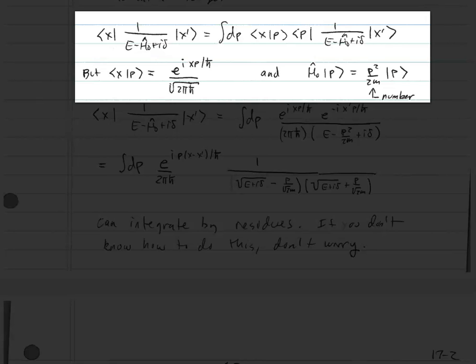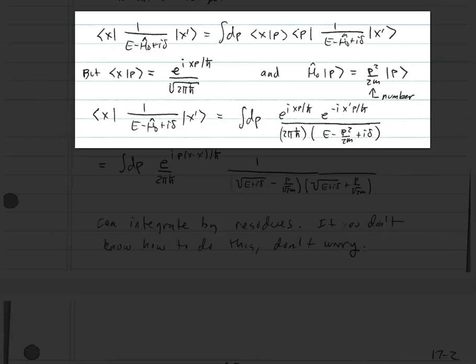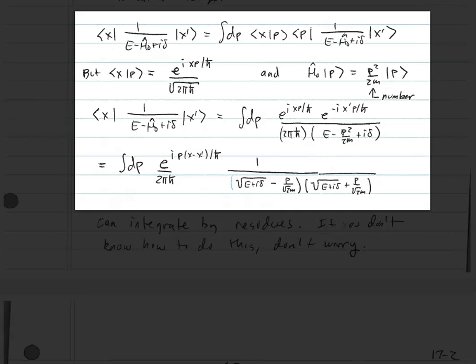And so we get an integral. The matrix element of x, 1 over E minus H0 plus i delta, x prime is equal to the integral dp of e to the i xp over h bar times e to the minus i x prime p over h bar, divided by 2 pi h bar, divided by E minus p squared over 2m plus i delta. We can then join those exponential factors together and move out that factor of 2 pi h bar, and then factorize that denominator into the square root of E plus i delta minus p over the square root of 2m, and the square root of E plus i delta plus p over the square root of 2m.